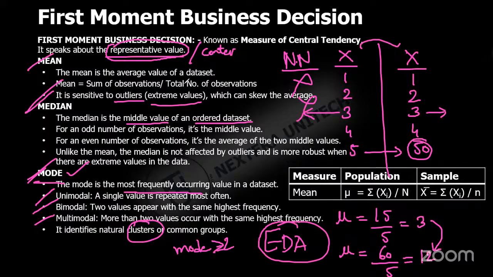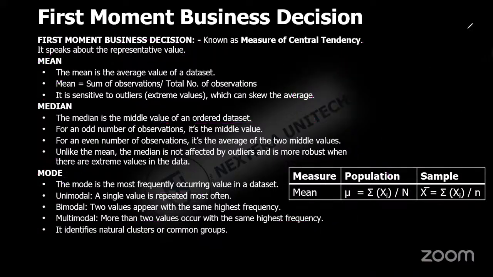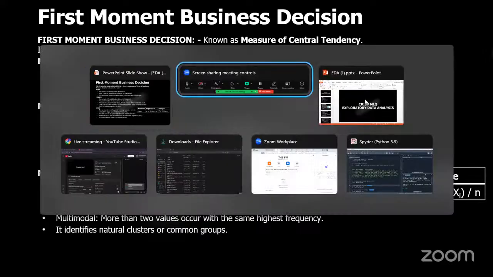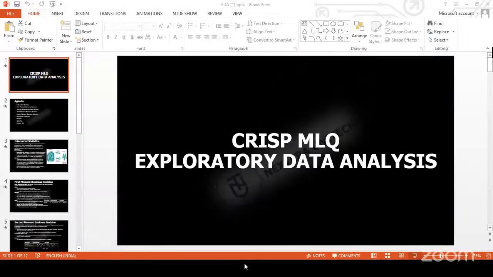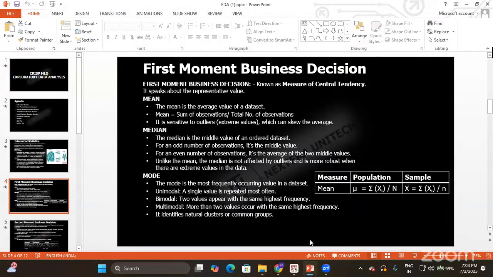Now, let me calculate these measures. Whatever we have understood so far as part of first moment business decision, let us calculate these measures in Python, using a use case. For that, I have taken the iris data. This is available open source, guys. Let me show you the data set as well.